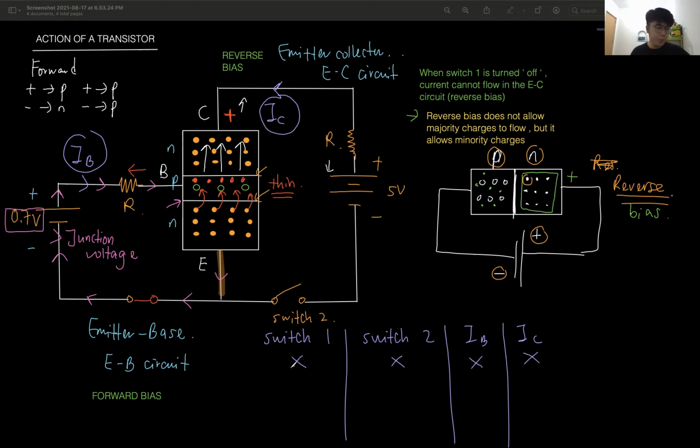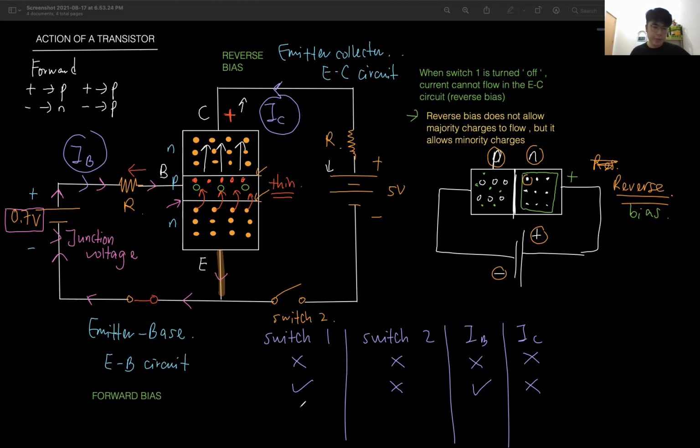If I open switch 1, if I put a tick, meaning that I close the switch, I close the circuit. Okay, circuit closed. So there's current flowing in switch 1. And switch 2 is closed. Is there current flowing in the base? Yes, right? Current will flow in the base because switch 1 is a closed circuit. And the collector current, no. Okay, because switch 2 is open.